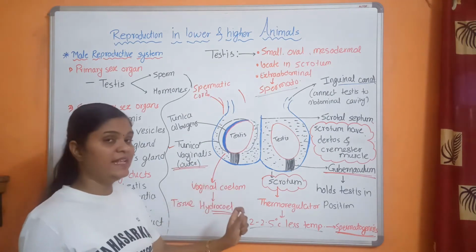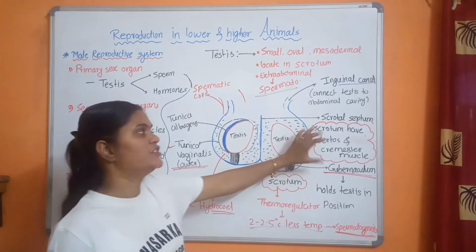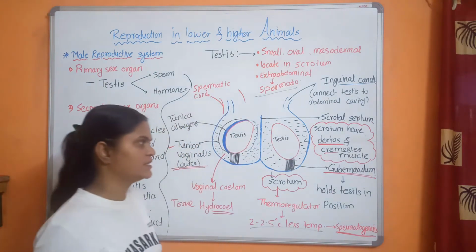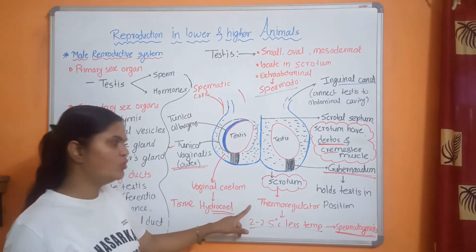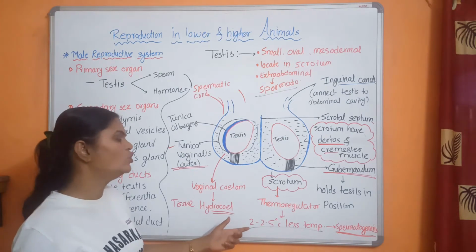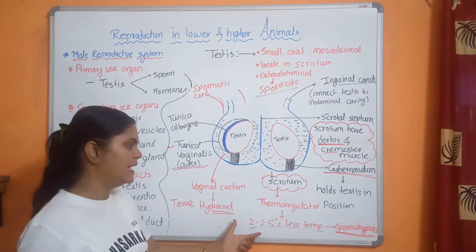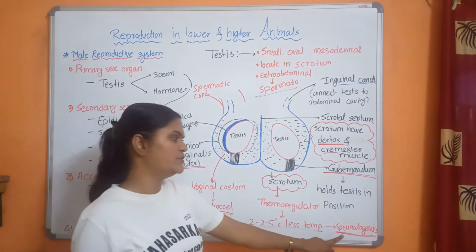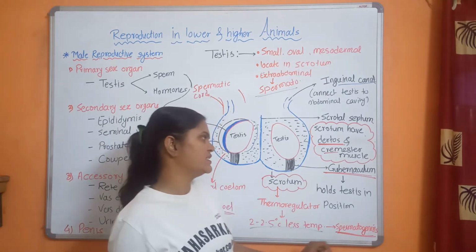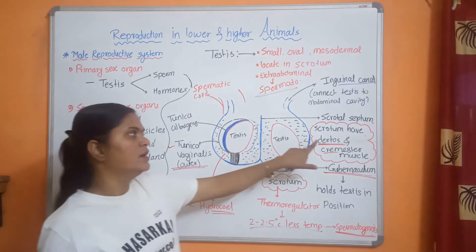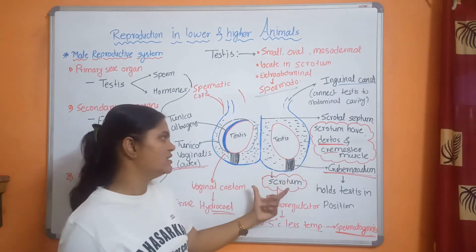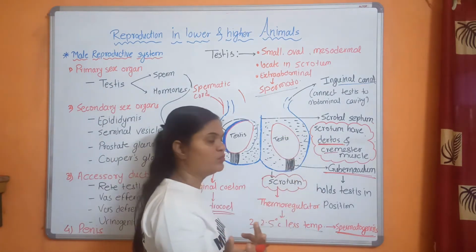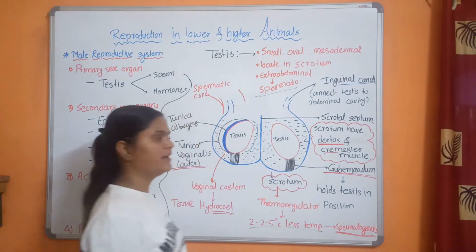The scrotum maintains this temperature because of some special muscles, called dartos muscles and cremaster muscles. So the scrotum acts as a thermoregulator. That means it maintains a temperature 2 to 3 degrees Celsius less than body temperature, and this temperature is very essential for the process of spermatogenesis. From this point an MCQ is formed. The scrotum has which type of muscles? That is, dartos muscles or cremaster muscles.